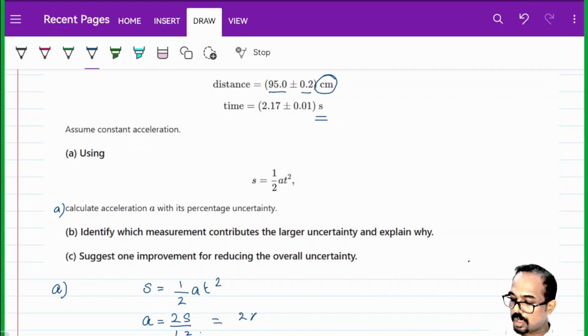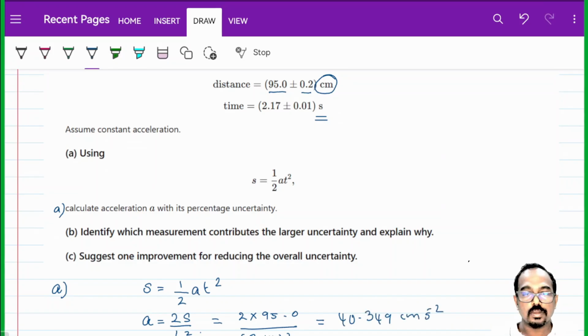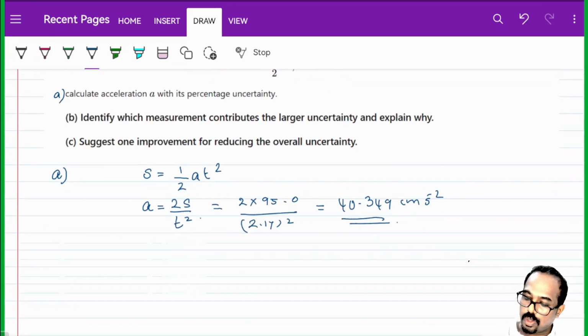2 multiplied by 95.0 divided by time, which is 2.17 second, squared. When you put these values in your calculator, you will get 40.349 centimeter per second square. So this is the acceleration. Now you need to find out the uncertainty, right? So you will check the equation. What is there? A division.